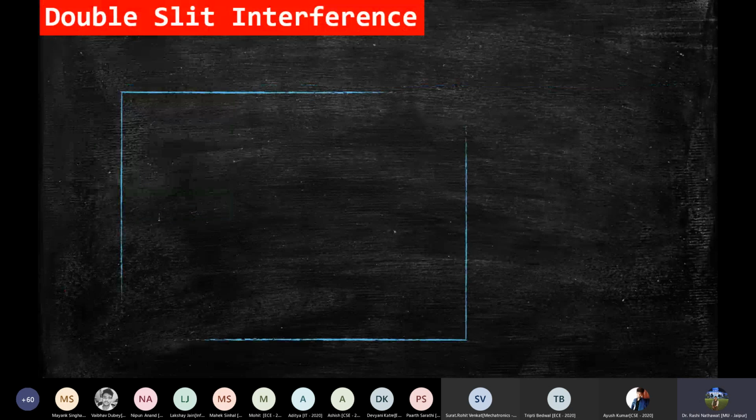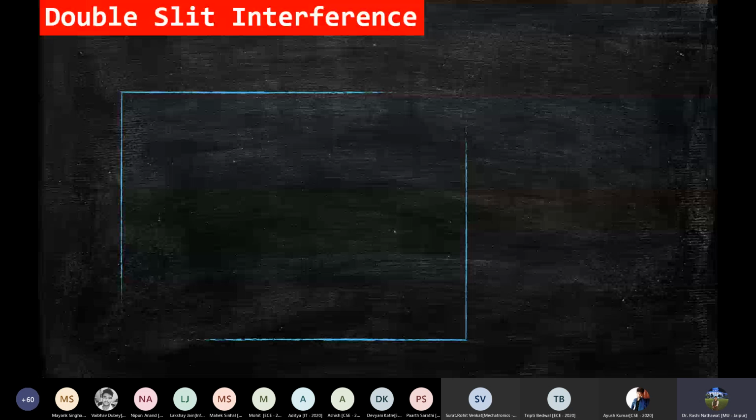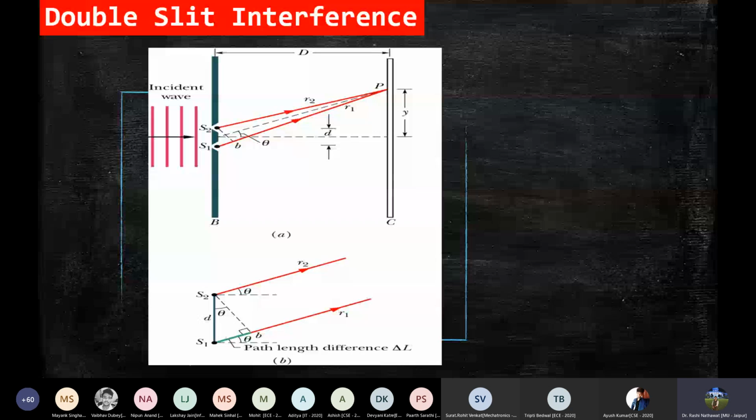Next is the double slit experiment. Here also I have taken some of the images, but you can draw it because we are going to solve a bit of mathematics here. So this is a double slit experiment. Please draw these diagrams. I'm giving you 2 minutes here.